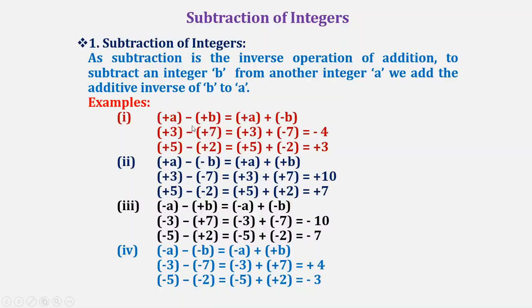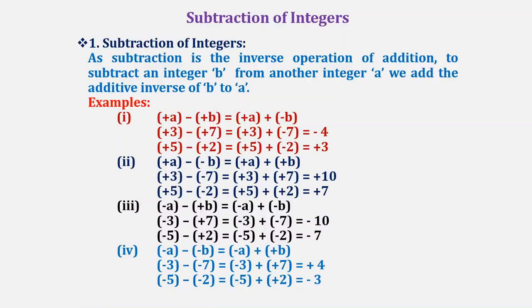So for this, take the example here. I am going to subtract plus 7 from plus 3. So first what you have to do, you will write plus 3 as it is, and change the minus sign as plus. Second step is change plus 7 as minus 7, because minus 7 is the additive inverse of plus 7. Means we are adding the additive inverse of the second number to the first number. That is the rule of subtraction.